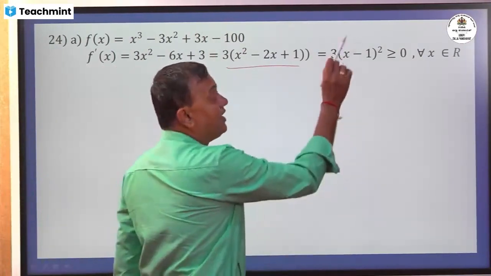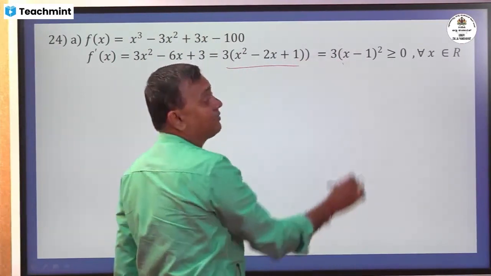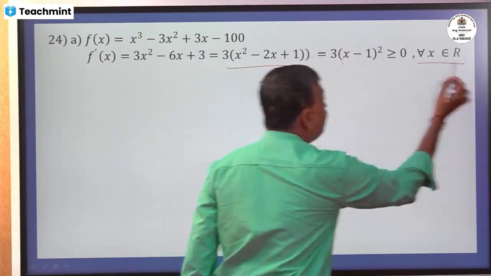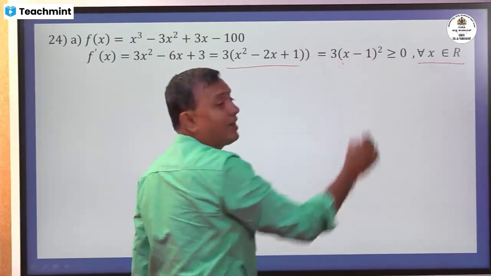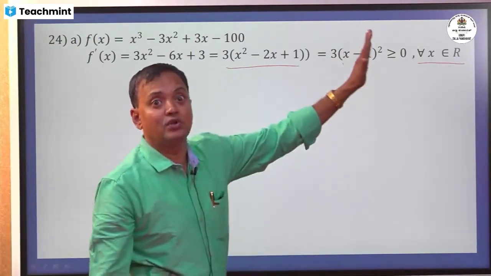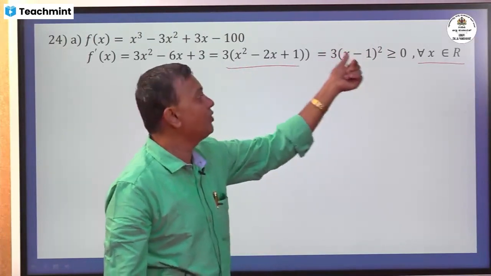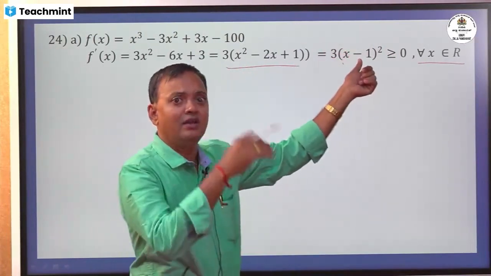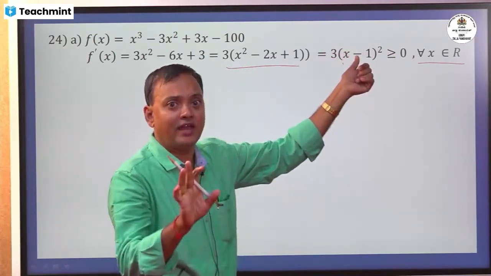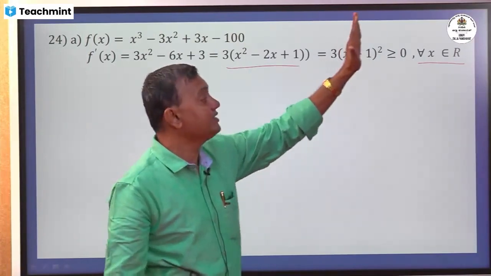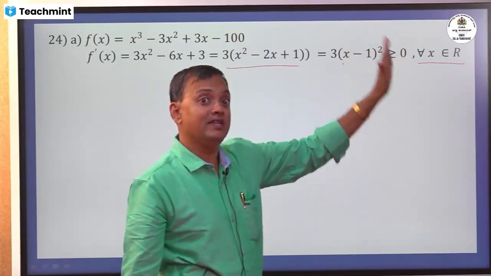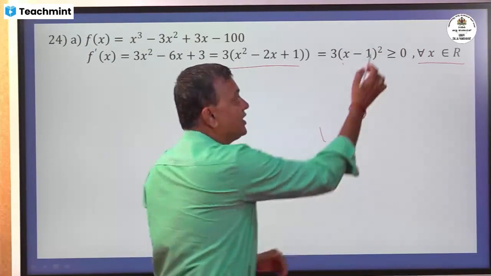For every real number, if x is any real number, x minus 1 whole square is always greater than or equal to 0. Correct. So when x equals 1, this becomes 0. When x is either a positive real number or a negative real number other than 1, this is always greater than 0 because the square is there.